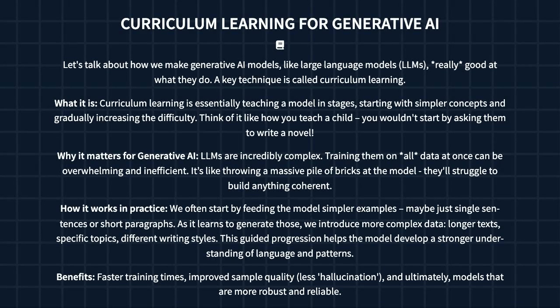Okay, so let's dive into how we train these massive AI models to be truly effective. A really clever technique is called curriculum learning. It's like a smart way of teaching them. Instead of just throwing everything at the model at once, which can be incredibly overwhelming, we start with simpler examples. Think back to when you were learning something new. You likely started with the basics and gradually built up your knowledge. Curriculum learning mimics this process for AI. It involves introducing increasingly complex data as the model learns, leading to faster training, better results, and models that are more reliable, with fewer hallucinations or made-up facts.